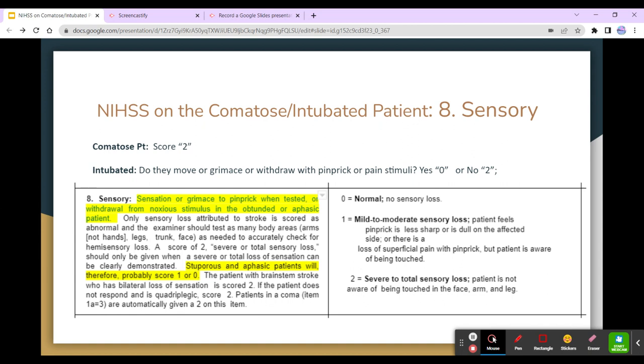Mild to moderate sensory loss is going to be very difficult to give them a 1. So basically, you're going to score 0 or 2. Either they move or they don't.